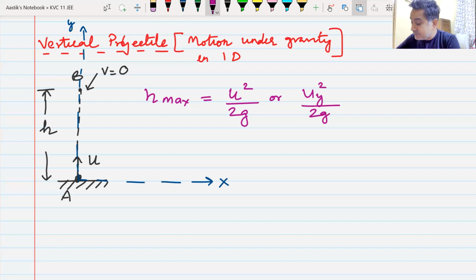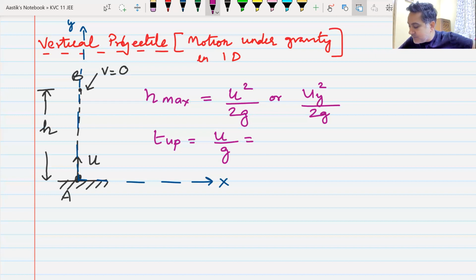Anyways, I had given you the time taken to go up. What is the time it takes to go up, from A to B? Anyone remembers it? Yes or no? U by G. Thank God. God exists. I always keep on asking God whether you exist or not, but when I ask you questions and you give me answers, God exists. Time taken to go up is U by G.